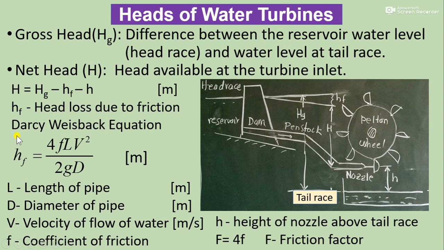Hf is given by Darcy-Weisbach equation, that is Hf is equal to 4FLV square by 2gD in meter, where L is length of pipe, D is the diameter of pipe, V is the velocity of water in meter per second and f is coefficient of friction of a pipe material. One more term, that is friction factor, that is capital F, which is equal to 4 times coefficient of friction of pipe.